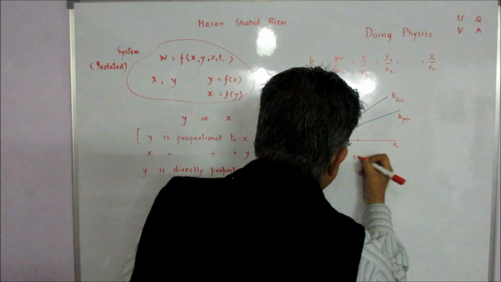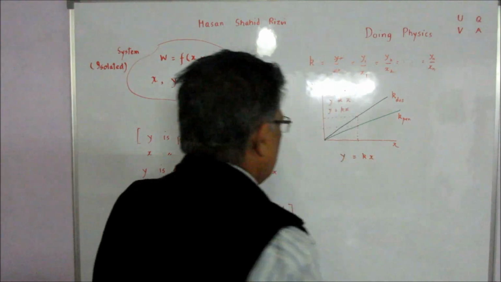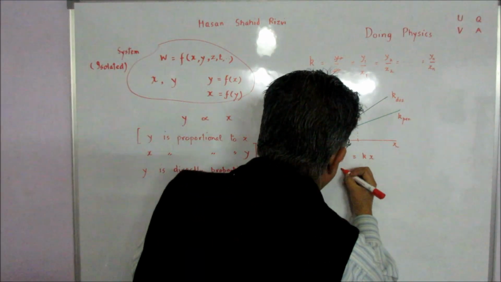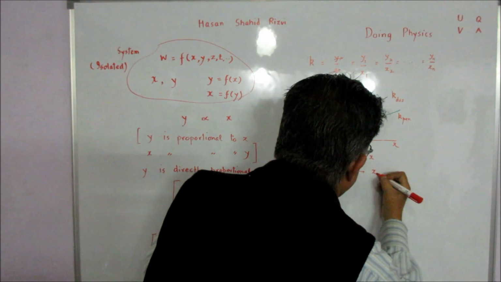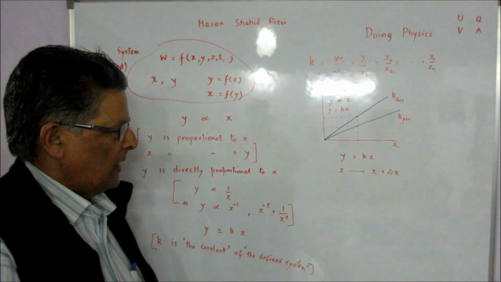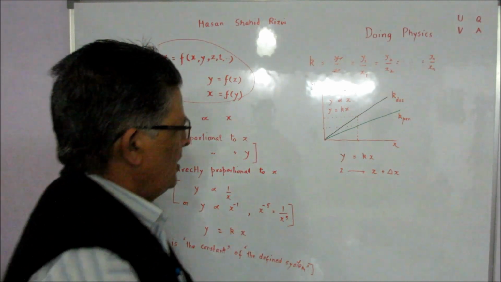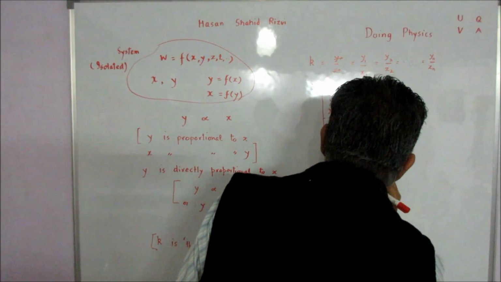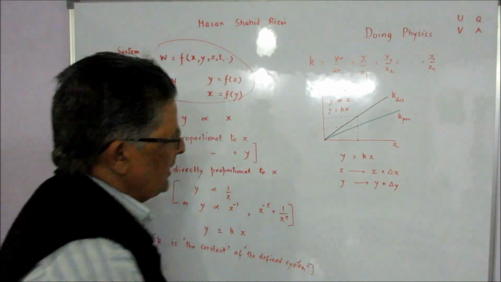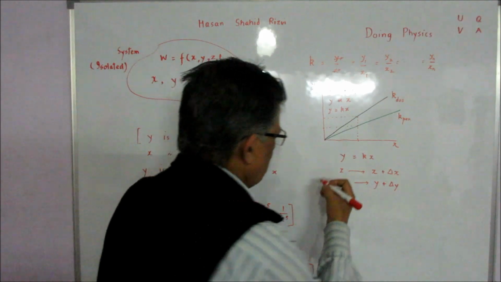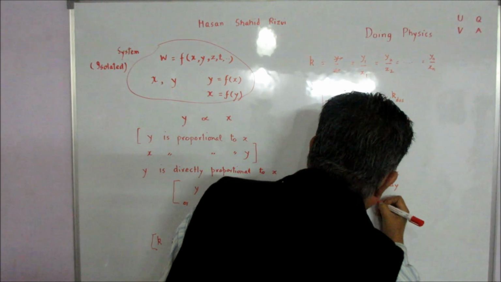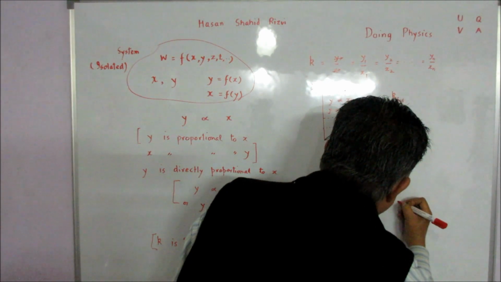So I can write again, if I have Y is equal to KX, and then if I change X to another value, X goes to X plus delta X. Delta is a small change. That could be negative, that could be positive, that could be zero. So Y accordingly goes to Y plus delta Y. And then if I substitute these values, I can write that Y plus delta Y is equal to K times X plus delta X.